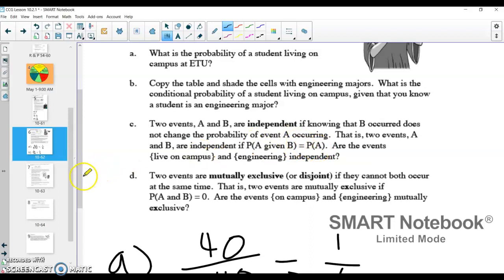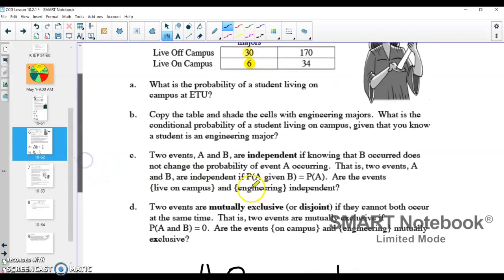Meaning that, in our case, if we know that they're engineering majors, does that change the probability that they live on campus? And if it doesn't, then those two are independent of one another. So that's kind of the question they're asking. Are the events living on campus, that would be event A, and B, engineering majors, independent of one another? We're going to try to see if those 2 events are independent.